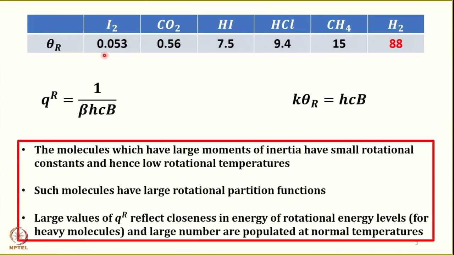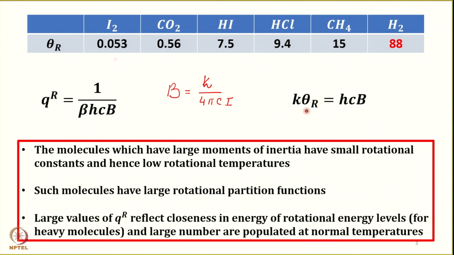So now let us look at the trend which you see in this table. This is how you define the rotational contribution to partition function. And we already discussed that theta r can be calculated from this relation. But now let us look at the comments made over here. The molecules which have large moment of inertia have small rotational constants and hence low rotational temperatures. If the rotational constant is small, then the rotational temperature will also be small. And we know that B is given by h cross by 4 pi c I. That's what is being mentioned over here, that if the moment of inertia I is large, B will be small. And if B is small, your theta r is going to be small.